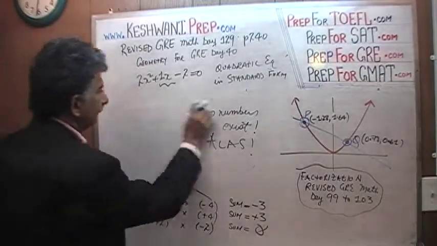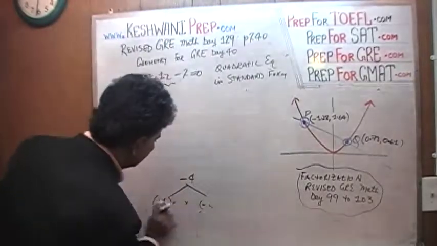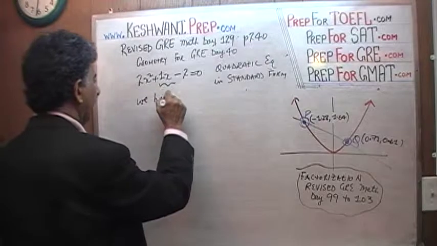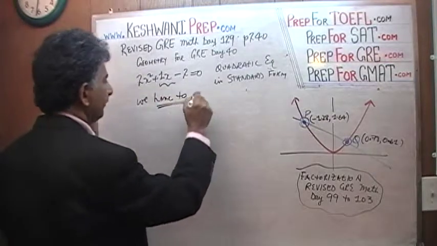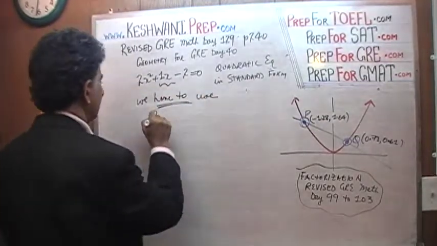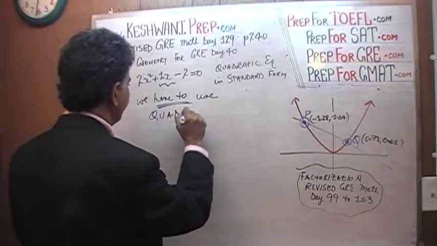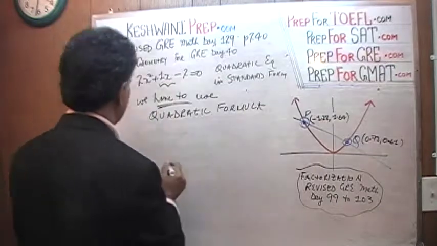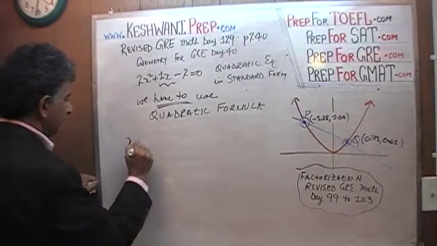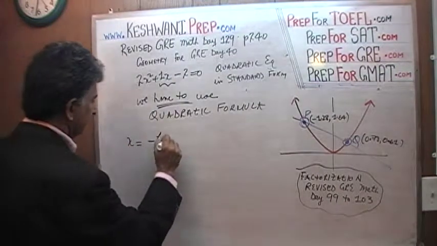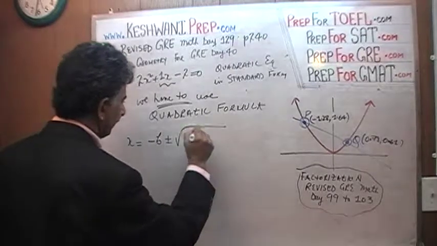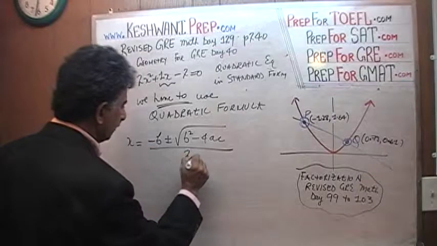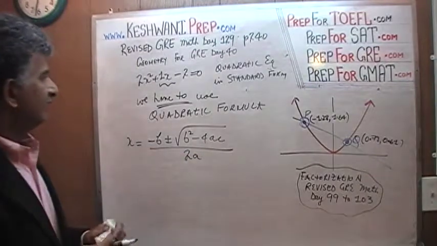I'm sorry. Let's erase it. We have no choice. We have to use the quadratic formula, which goes something like this. The quadratic formula tells you that x equals negative b plus or minus the square root of b squared minus 4ac, over 2a.